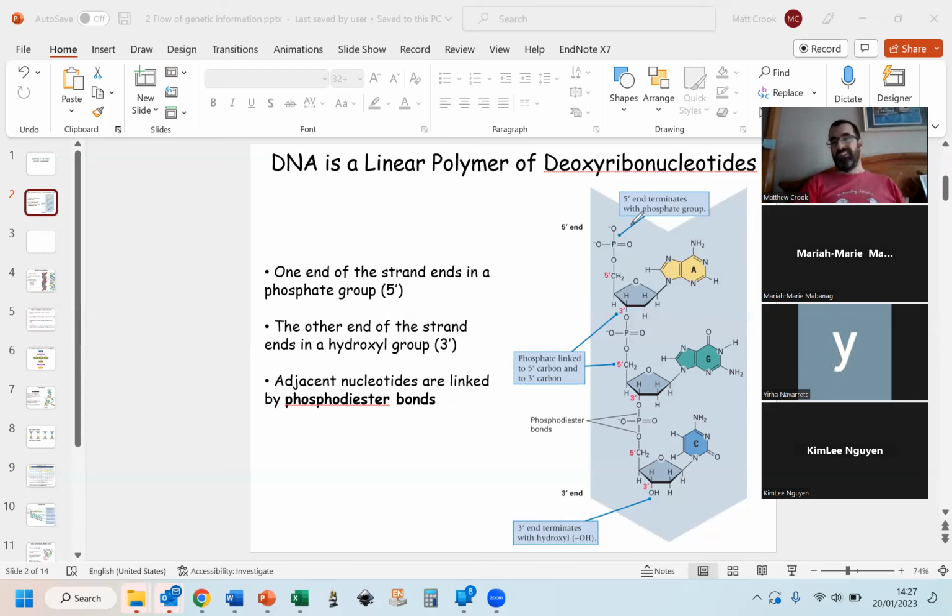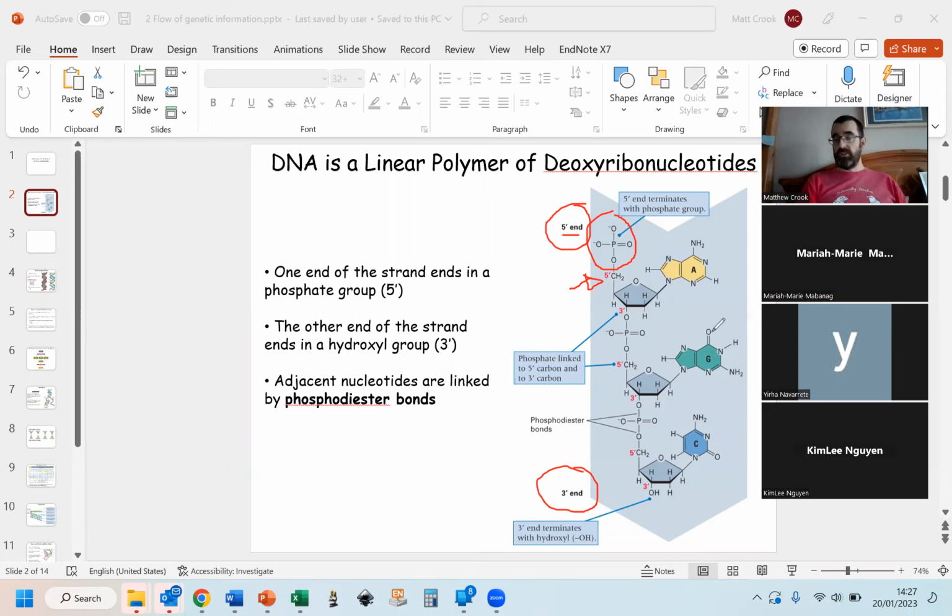Okay, so I really like this image for a lot of reasons, but there's a lot going on here. Another thing worth pointing out is the 5 and 3 prime ends. DNA is unidirectional. It is different from one end to the other. At one end, you will have a phosphate group, which is attached to the 5 prime carbon that you see here. That's why it's called the 5 prime end.